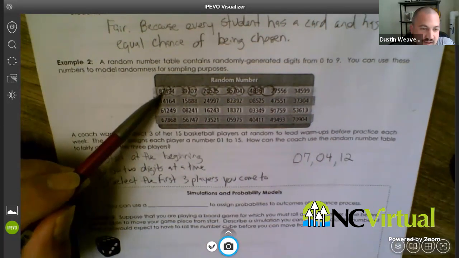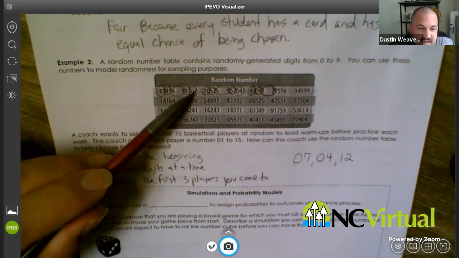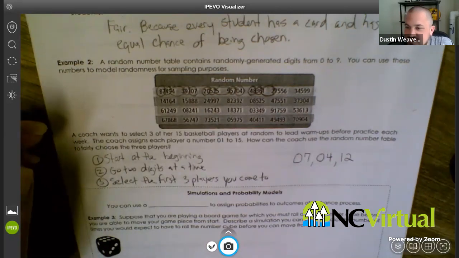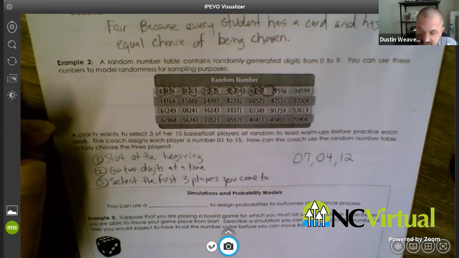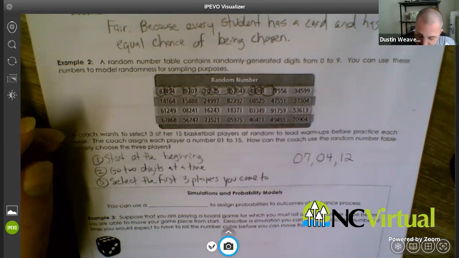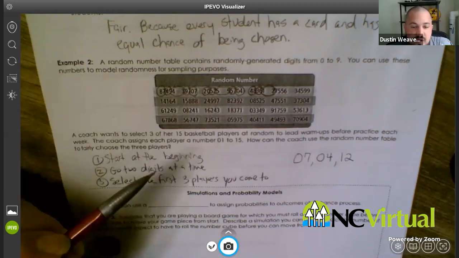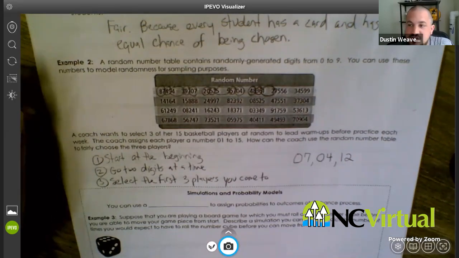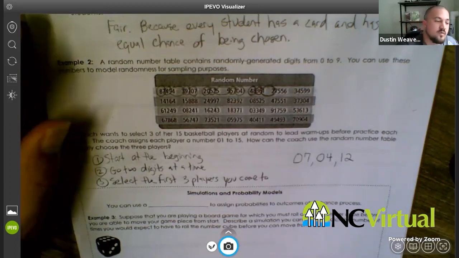So I started in the top left and I went 2 digits at a time and I'm basically ignoring any digits that aren't from 01 to 15, right? So I'm ignoring anybody that's outside of that range, and I'm selecting 3 of the 15 players. If you have a question about that, let me know. If we're good, I'm going to move forward, okay?